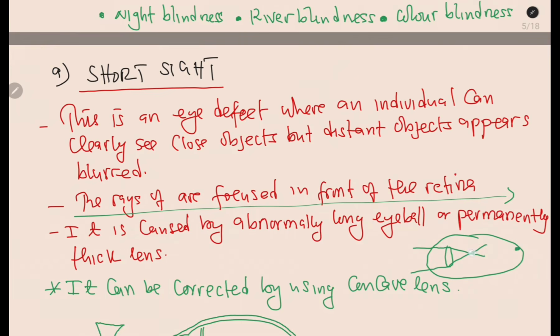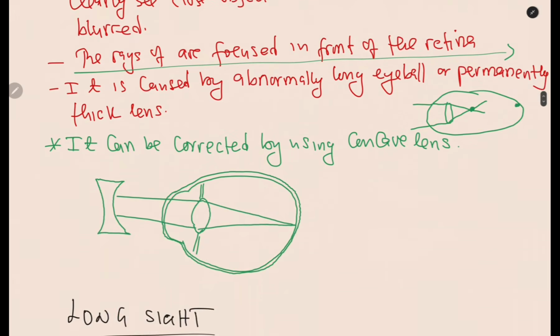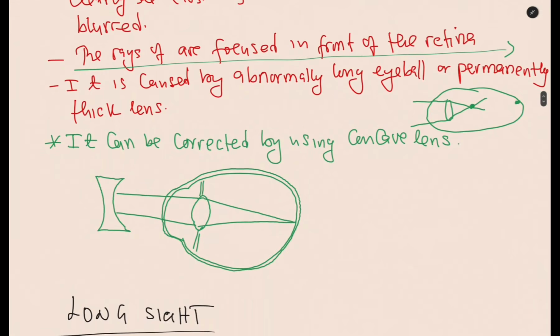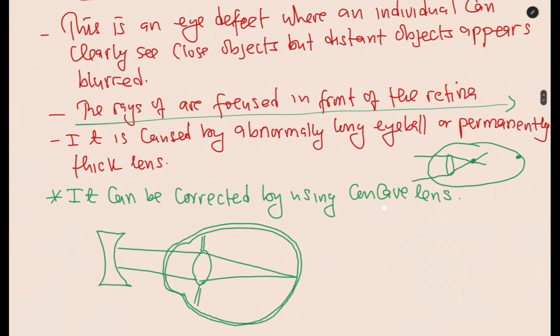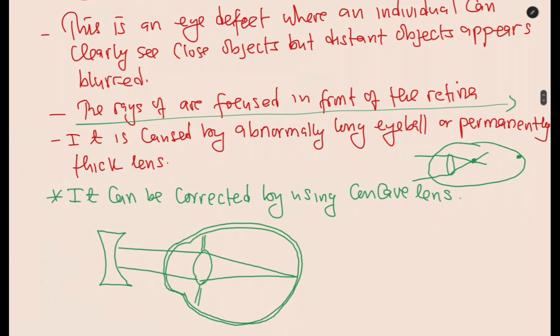If this is the retina, so it is bent, or it converges in front here, which makes the image blurred. So this is what happened. This is just a simple diagram. You should be able to look at the diagram and see what happened. Here I'm just trying to give a simple diagram. Okay, so this is what happened.